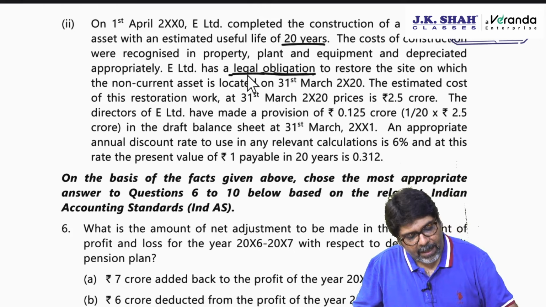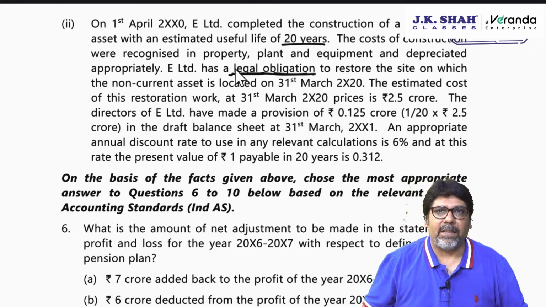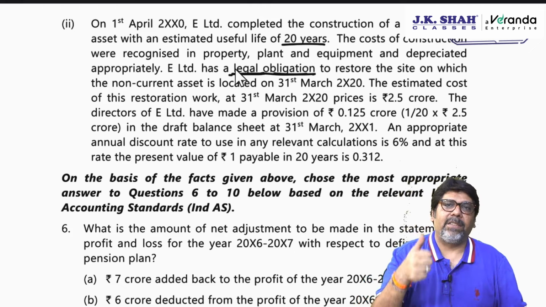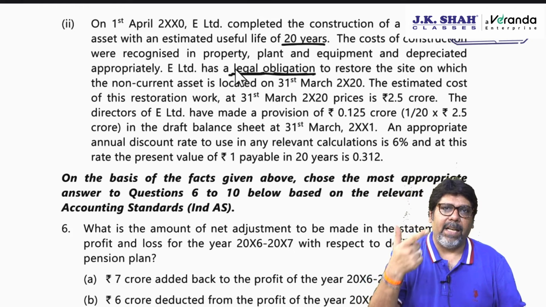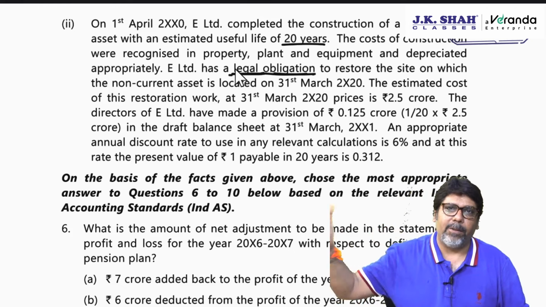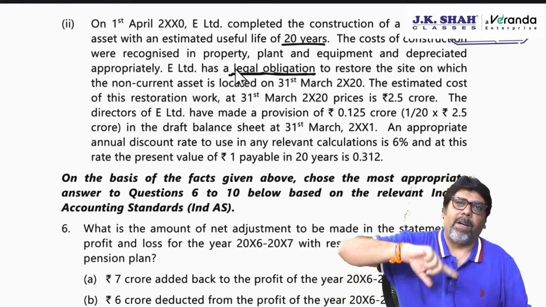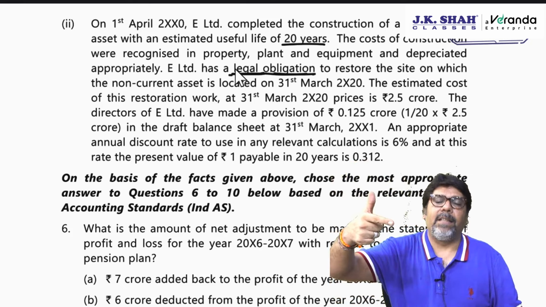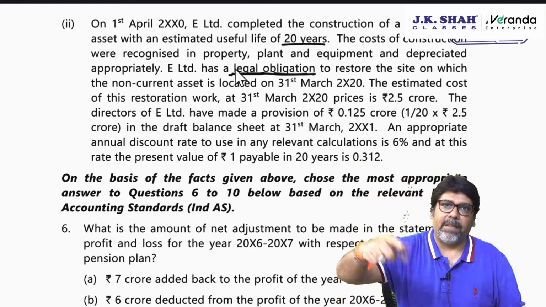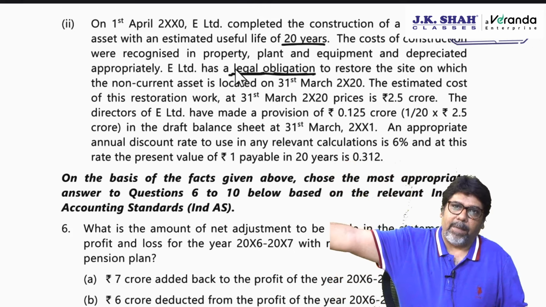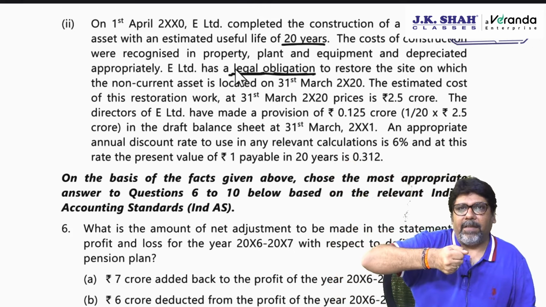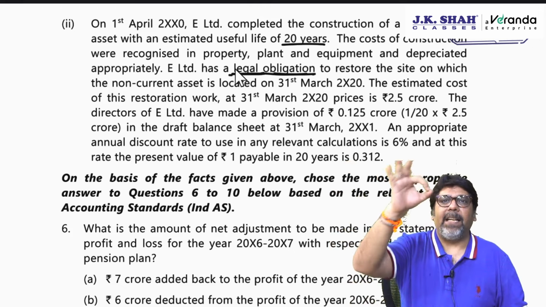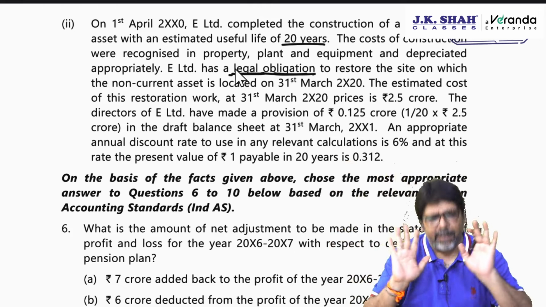E Limited has a legal obligation as per Ind AS 37. We call it DSR: decommissioning and site restoration, dismantling, decommissioning, site restoration expenses. We used to bring it to the present value. Whatever we are going to incur in future for decommissioning, dismantling and site restoration expenses, which we are going to incur after 20 years, we are supposed to find out the present value of that and add it to the cost of the asset. Correct? And we are supposed to pass the entry PPE to provision. Let's see what they have done.